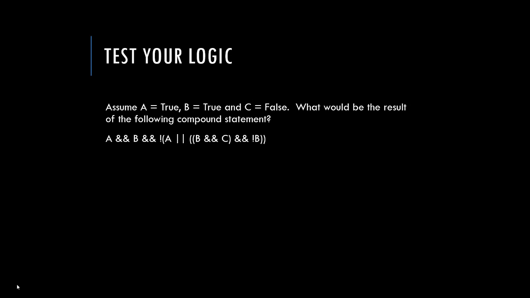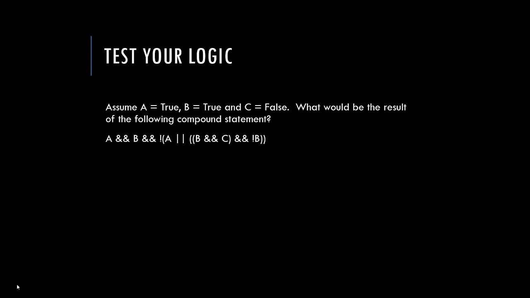We have some brackets in here, so we have to make sure that we're using BEDMAS in order to determine what this result is going to be. So we have A and B, and not, with a bracket, A or bracket, B and C, close bracket, and not B, and then a couple of close brackets. So let's go very slow through this, and we'll work our way out and come back and see what the final result is going to be.